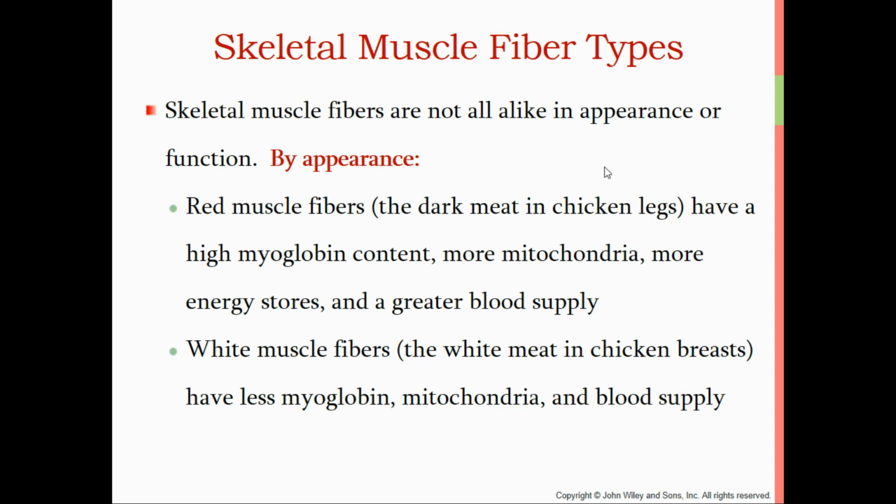So this is why you don't see flocks of turkeys migrating south for the winter. They just can't do it. They're not good flyers. So their breast meat, their flight muscles, are white. They're fast, explosive sprint muscle, not made for endurance. They fatigue easily. Their drumsticks, on the other hand, their leg meat, is very dark.